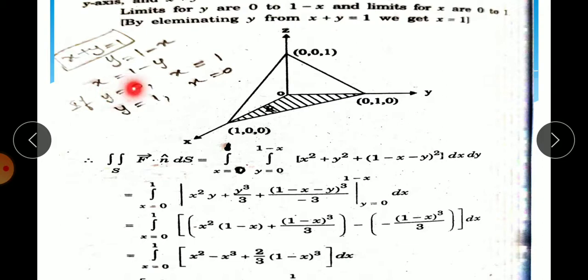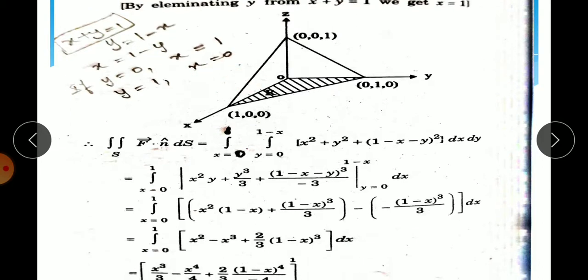And if you are applying y equal to 0, x equals 1 minus 0, 1. And y equal to 1, 1 minus 1 is equal to 0. So x lies between 0 to 1. Otherwise, in the book they have given that by eliminating y from x plus y equal to 1, we get x equal to 1. This method also you can use.